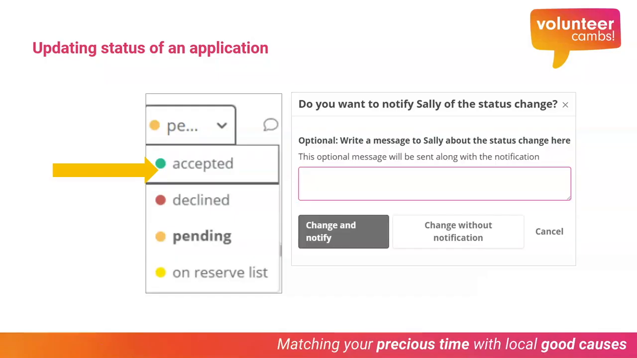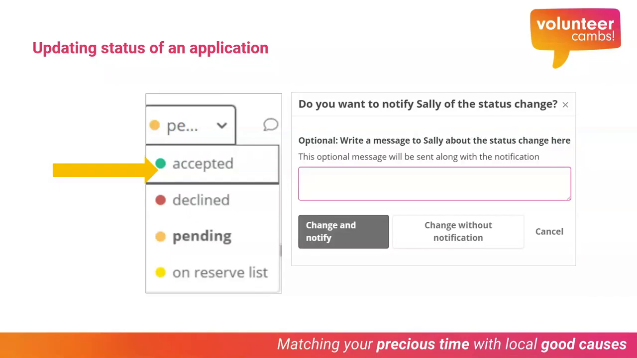You can also use declined if, for example, somebody applied, you got in touch with them and then you didn't hear back from them to move things forward. And I'd recommend having a certain amount of time that you'd wait to hear back from somebody, maybe a few weeks. And then if you haven't, you can come back into Volunteer Cambs and move them along to declined. And again, you can click on change without notification so that you're just updating your records.